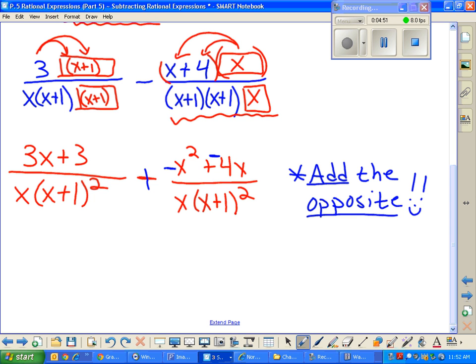And then it's just like last night's homework. You add straight across the top. I always start with my degree holding term or my highest exponent. So my degree holding term is this negative x squared right here. So I'll write that first. And then next in line would be 3x and negative 4x. That's negative 1x plus 3.